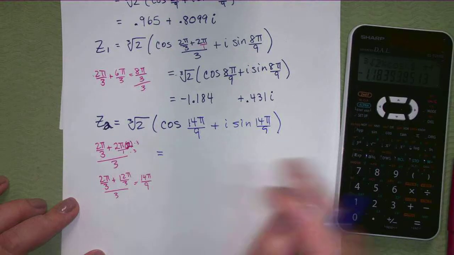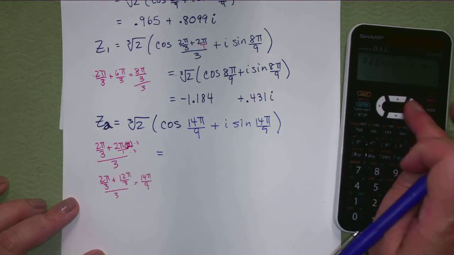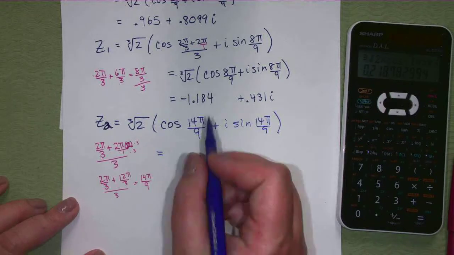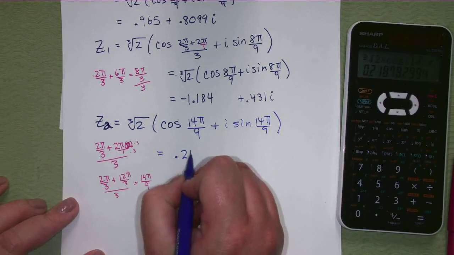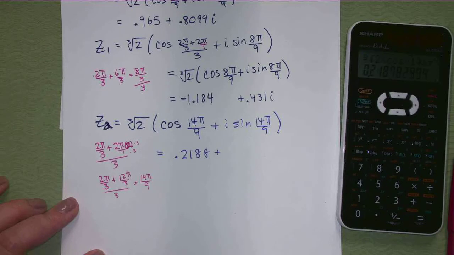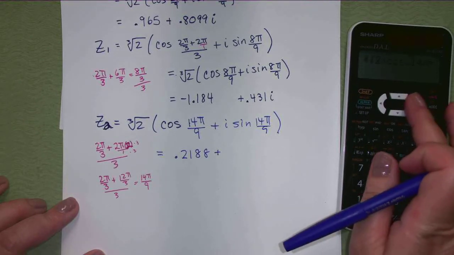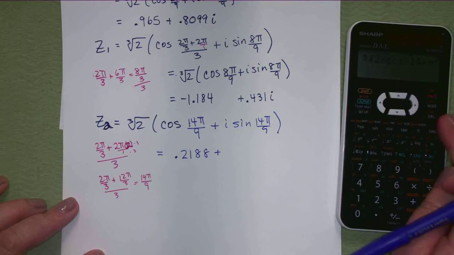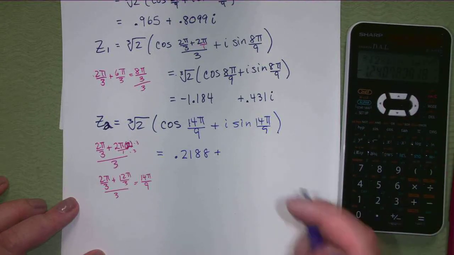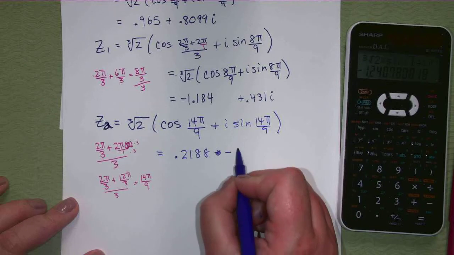And in standard form, .2188 plus minus 1.24i.